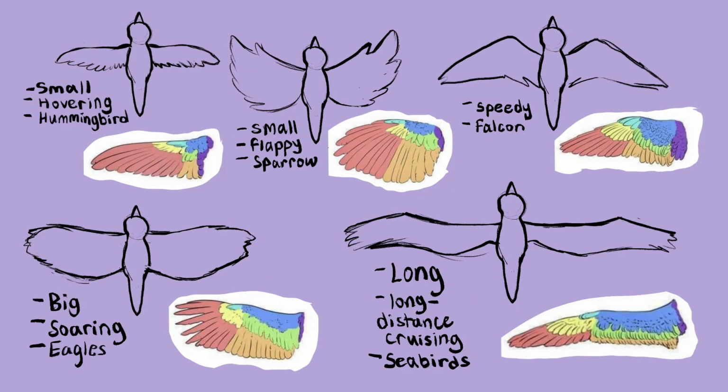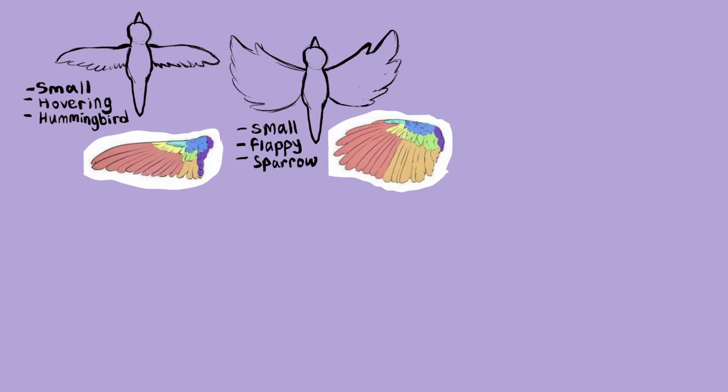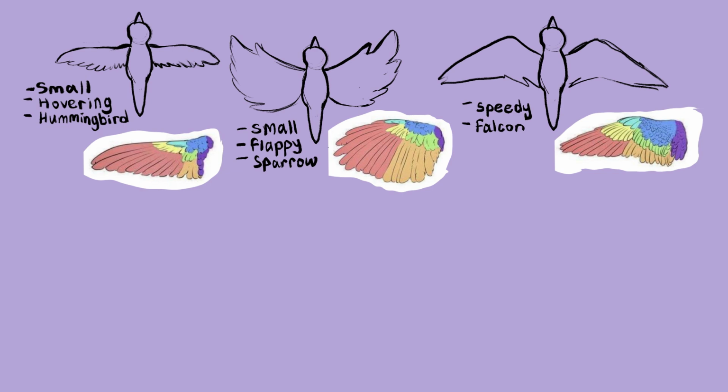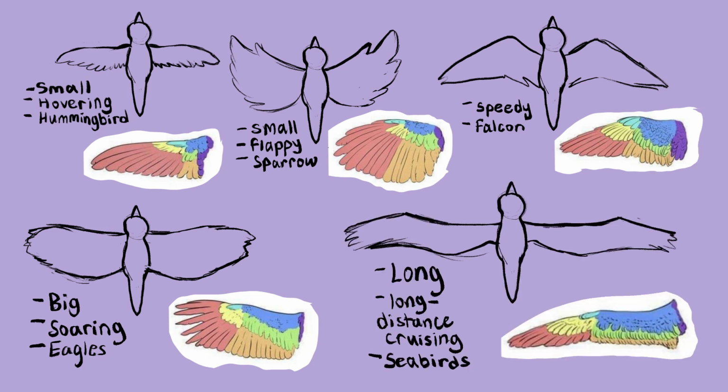There are also different types of wings. One type is small, good for hovering, and is found on species like hummingbirds. Another is small, rounder shaped, good for quick flapping, and is found on birds like sparrows. Another is sharper, good for high-speed flying, and is found on species like falcons. Another is large and broad, good for soaring, and is found on birds like eagles. And the last is long, good for long-distance cruising, and is often found on seabirds.